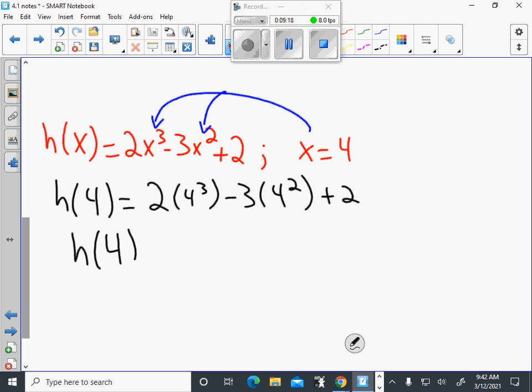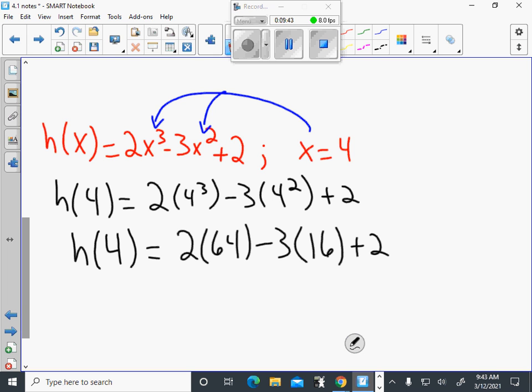So when x is 4, we get 2 times 4 to the 3rd. That is not 4 times 3. That is 4 times 4 times 4. And 4 times 4 is 16. And 16 times 4 is, grab your calculator if you don't know it, 64. Minus 3 times 4 squared, well, 4 squared is 16, plus 2.